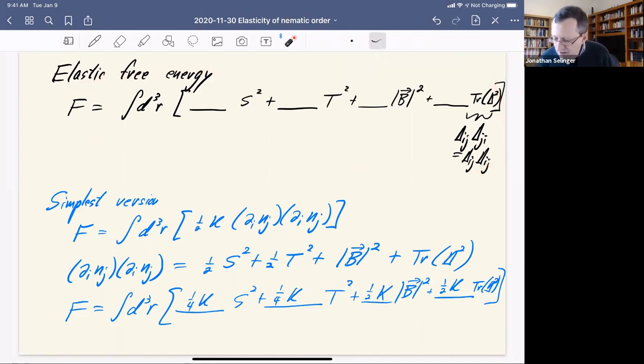Now, this is my form of the elastic free energy, which I personally love, but it's not what you're going to see from other professors. So let me show you what you're going to see from other professors in other articles.